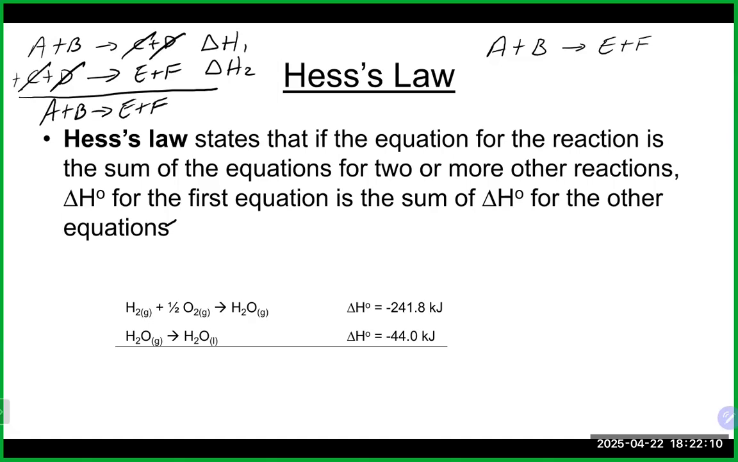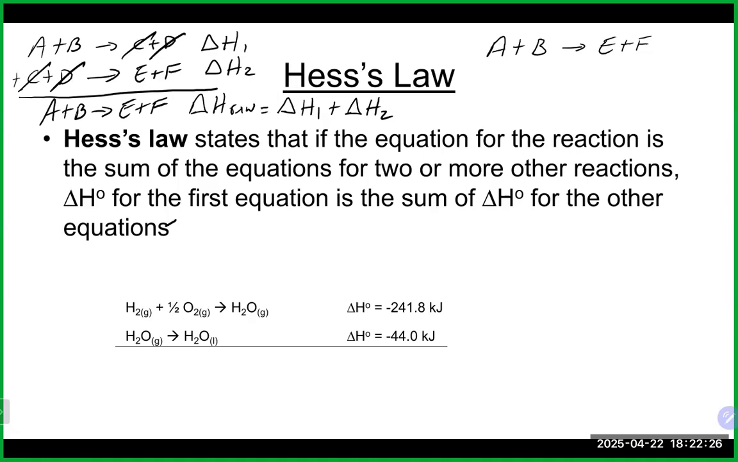If I wanted to calculate the delta H of this overall reaction, it would basically equal just adding the delta H's from each of the steps together. That will give us our overall delta H for this reaction.